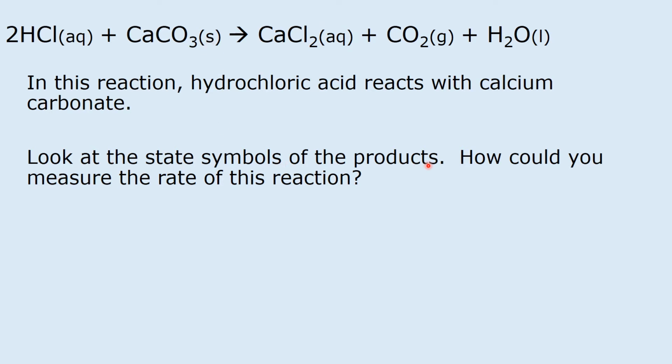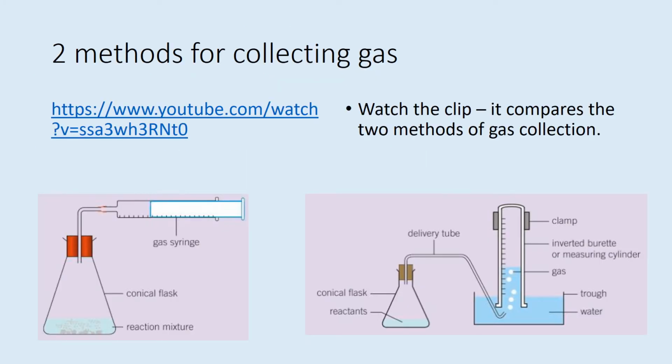So looking at the state symbols of those products, that's this side of course, how could you measure the rate? So obviously we've looked at ways of measuring rate in 8.1. What method would be a good one to use for this reaction? Right, so the methods that you can use are collection of gas.